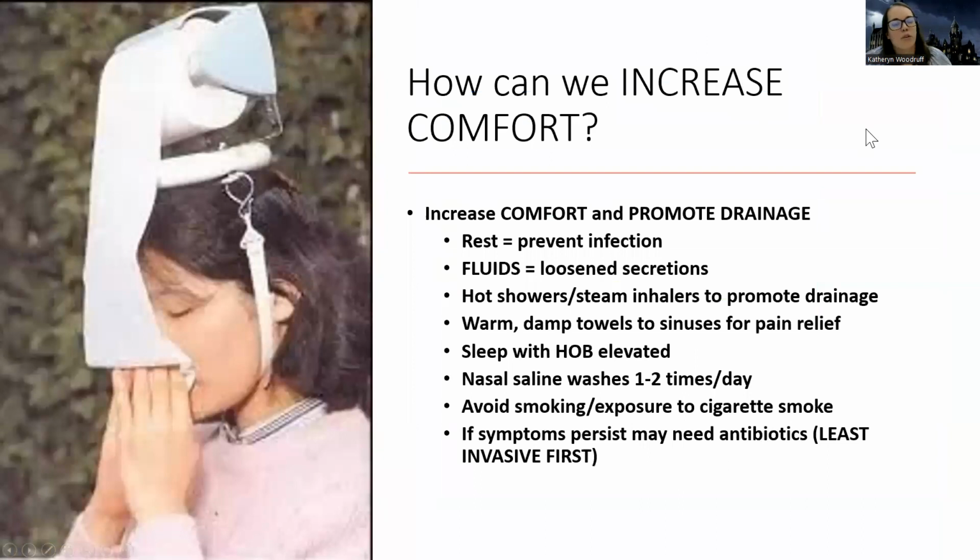So how else can we increase comfort? A lot of it's going to be about heat, rest, and fluids. Rest is going to help to prevent infection, decrease stress, etc. Increasing your fluids will loosen those secretions. A lot of people will do hot showers or steam inhalers that help promote drainage. Damp and warm towels on the sinuses, literally on the sinuses around here and on the forehead, can help with pain relief. Sleeping with the head of bed elevated helps.